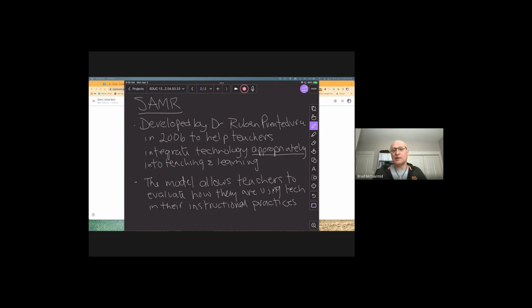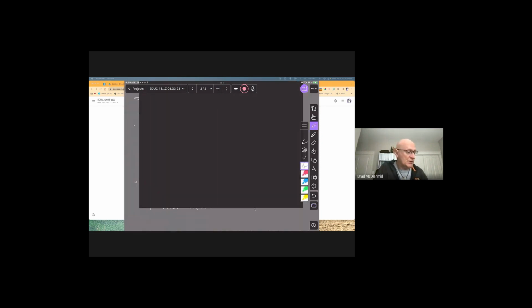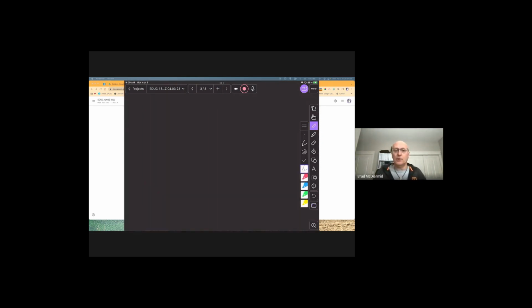And then SAMR does the same thing. It makes you conscious of where you're at, what you're doing, and whether you're always at the same levels. Again, you want to move from low to high. Okay, so let's make a new page here on my screen. I'm going to draw a diagram of SAMR, the traditional one that you would probably see on the web. And I am going to go with different colors. I've got all the ones I need here.